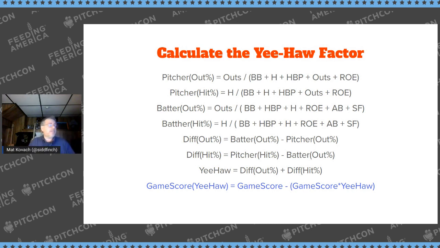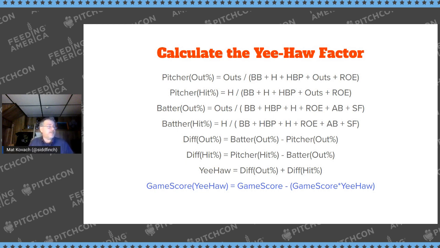The ROE we can take out. That's another typo. I'm sorry, I had some things going on last night and I didn't get to check this. We can take the ROE out on that point. Now we get our difference of outs and our difference from hits. And the Yee-Haw factor is just adding those two.